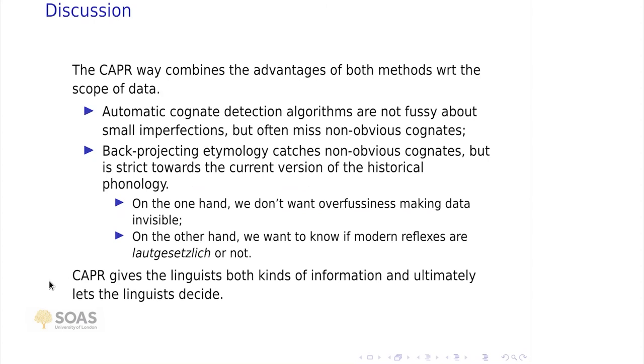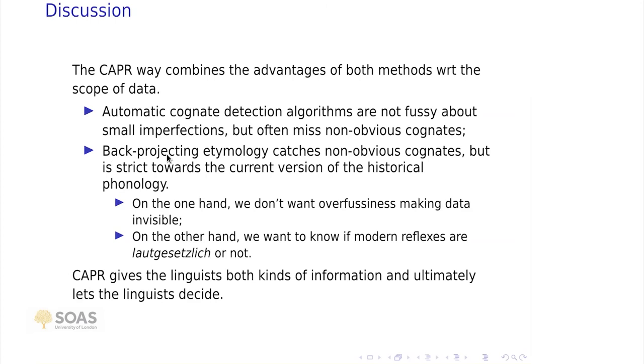So it combines the advantages of both methods, especially with regards to the scope of data. Automatic cognate detection algorithms are not very fussy about small imperfections, but on the other hand, they miss non-obvious cognates, the kind that gives you an aha. I remember learning, I think last year, it's really ridiculous, that enough is genug. It's trivial when you think of it, if you know the historical phonology, but it wouldn't click. And it wouldn't click to the algorithm either.